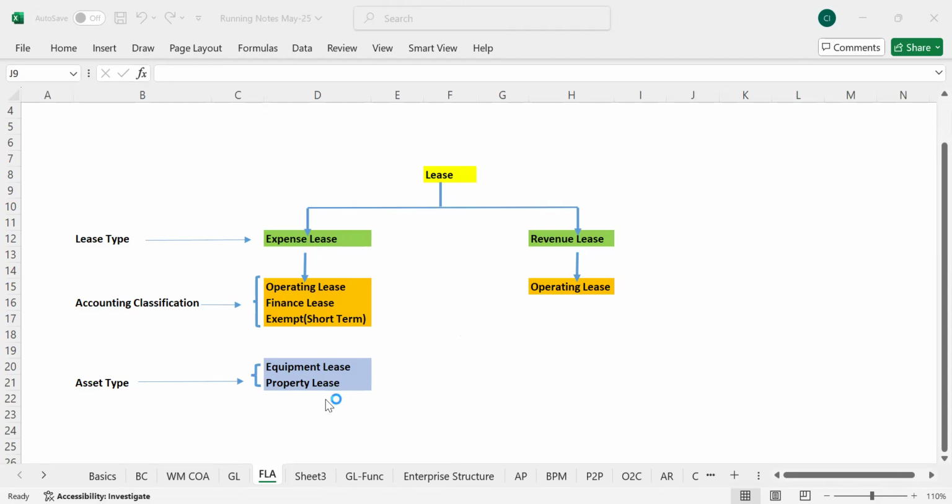So we also have leases in the FA module. In the next video, I will explain how it is different from lease accounting and what are the differences between FA lease and lease accounting module.